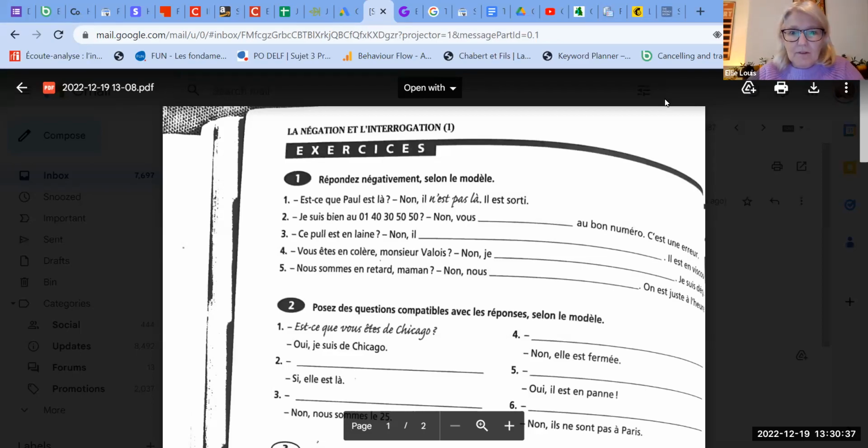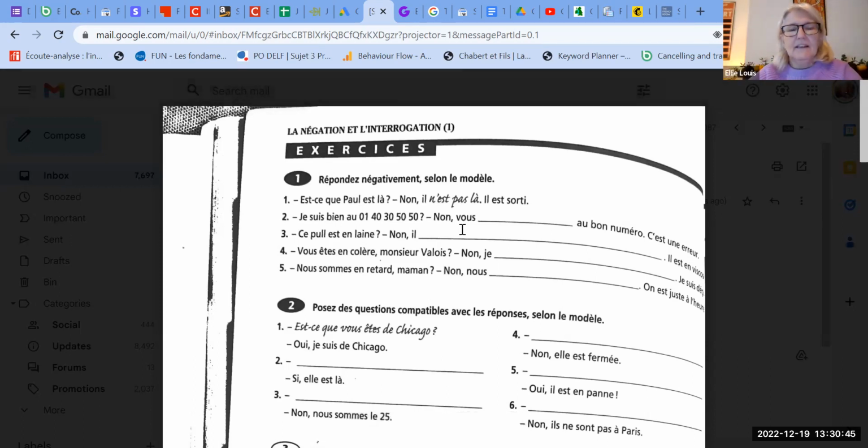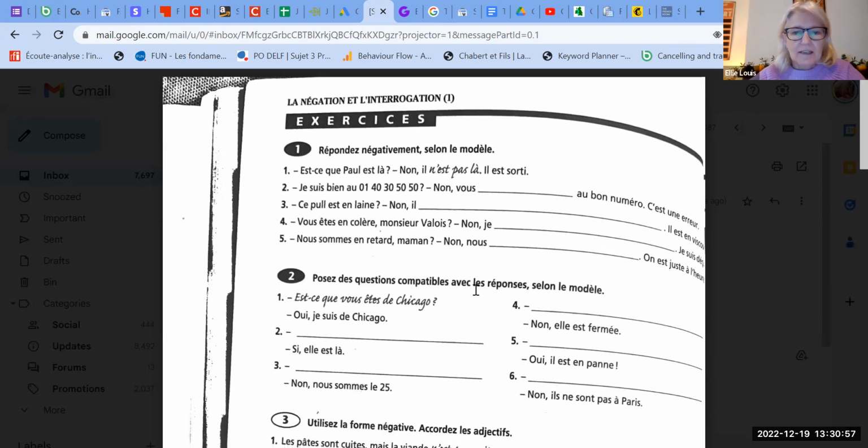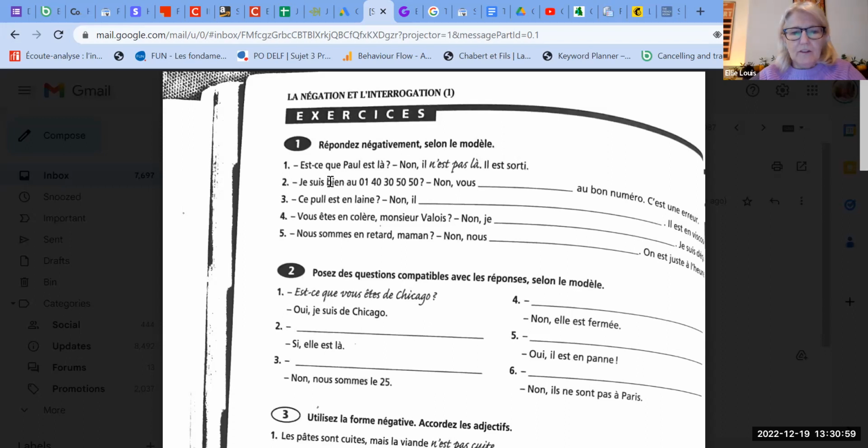So a grammar tutorial today on negation. La négation is what we're going to focus on. So using negatives. We're going to go right back to basics. And rather than giving you an explanation, we're going to go through some exercises and examples together, because sometimes that's just as good as an explanation, because you can see it actually being used. So let's look at the first one.